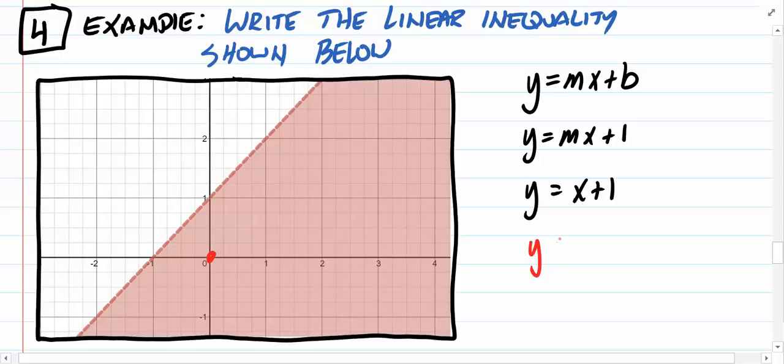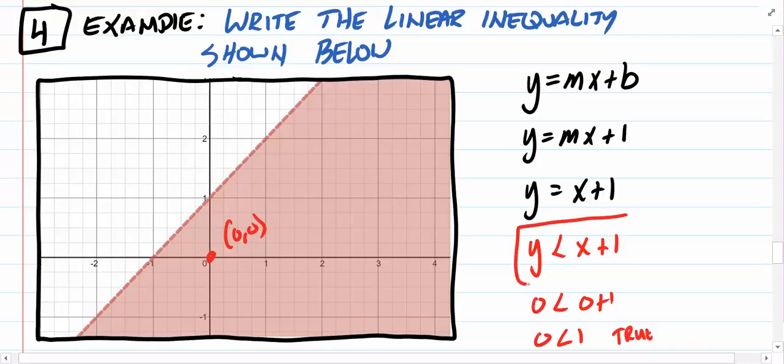So I would say this, y is less than x plus 1. Notice that I have just strictly less than because the line is dashed. I'm going to take a test point and see if this is actually true. Take my test point. So is 0 less than 0 plus 1? Is 0 less than 1? Is that true or false? Well, that's true. So that tells me that this is the correct way to write the inequality.